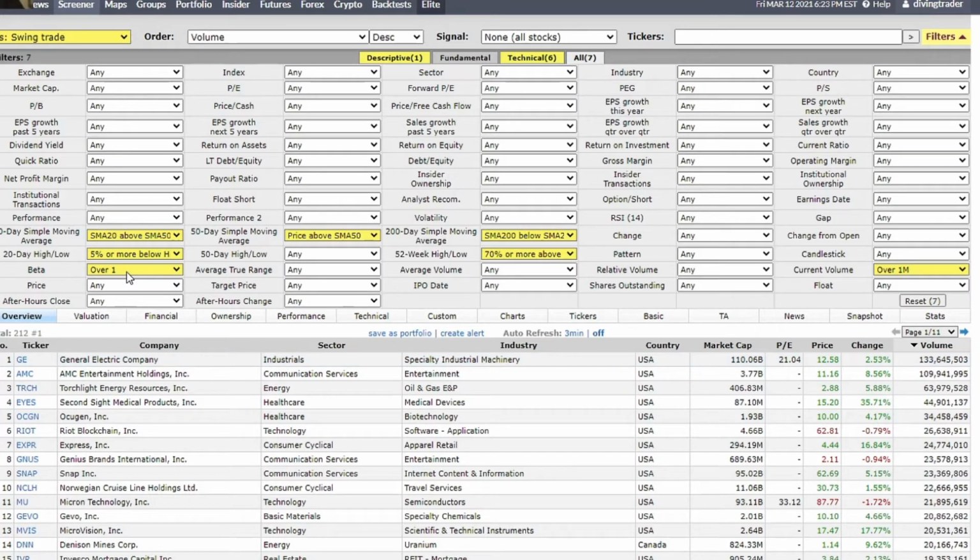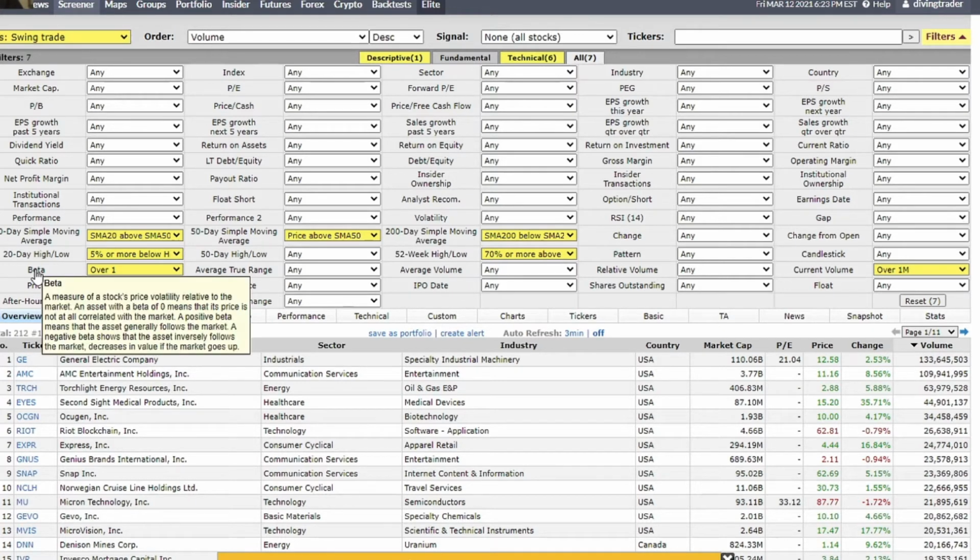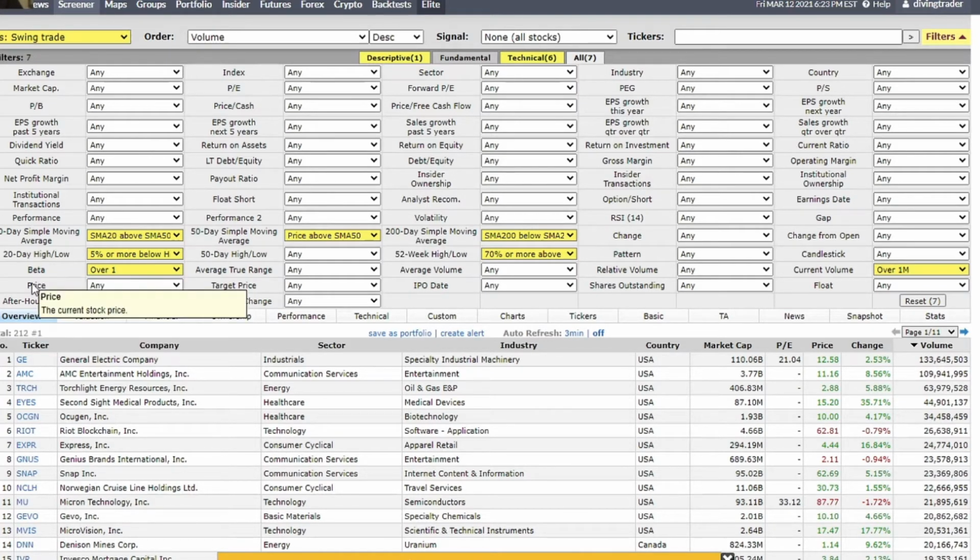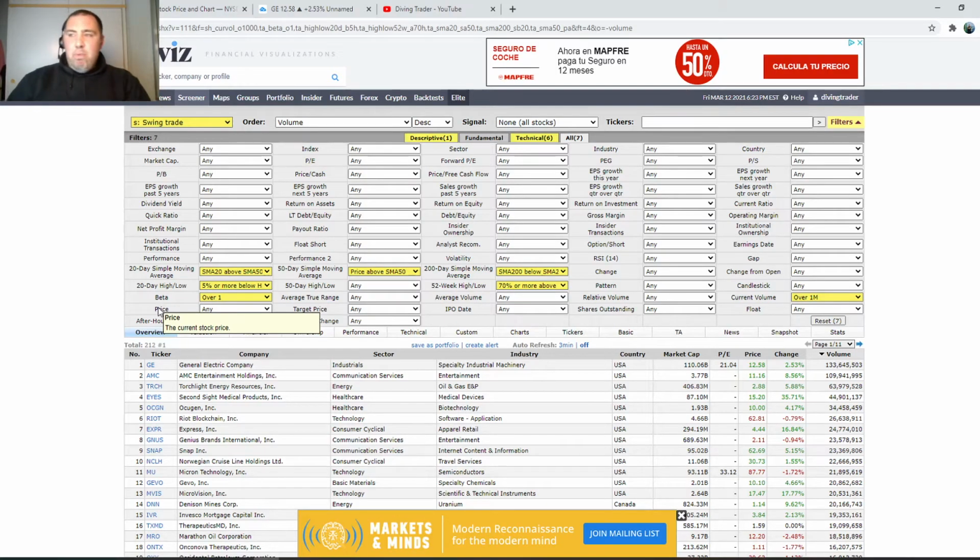Beta. If you look at it, you think, what is it? I recommend you click over it and it will tell you what it is. It's a measure of the stock's price volatility. If it's 0, it means it doesn't move with the market, and if it's over 1, it means it moves with the market. That's what beta means. We want movement in the market, so this is why we select over 1.